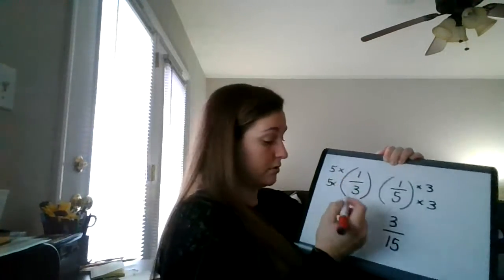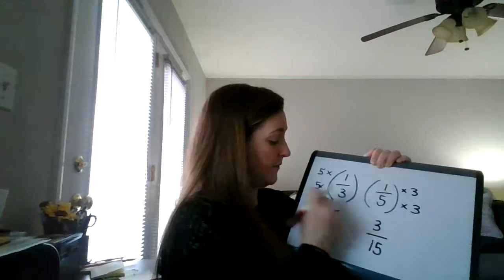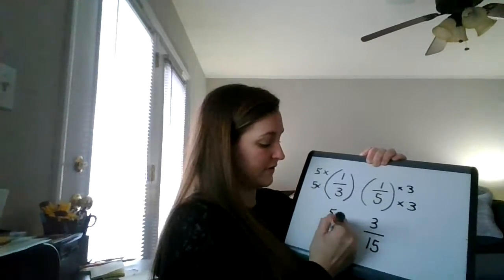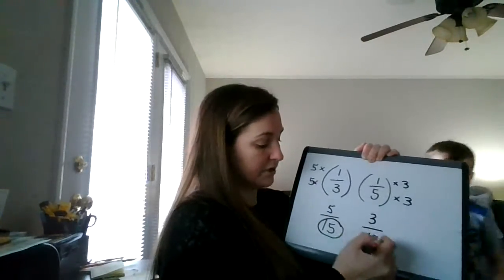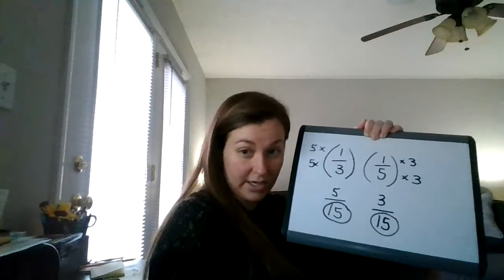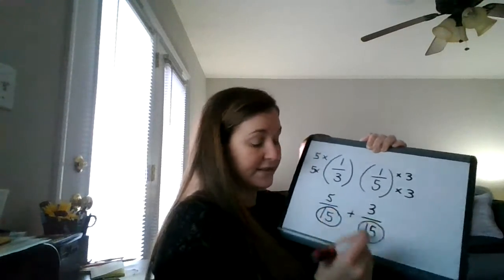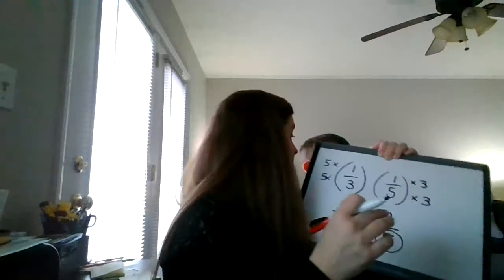5 times 1 is 5. 5 times 3 is 15. Are my denominators the same? Yes. So now I could add these together straight across.